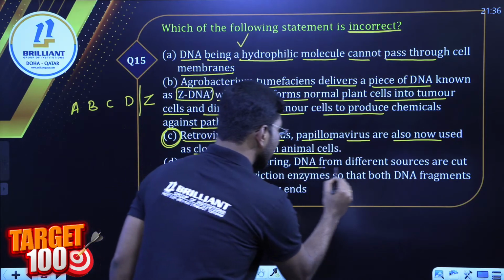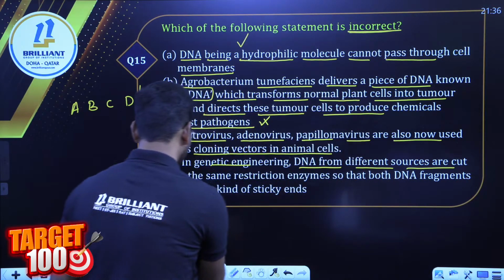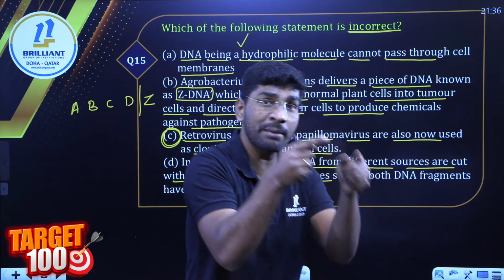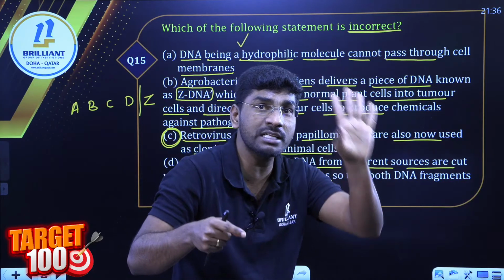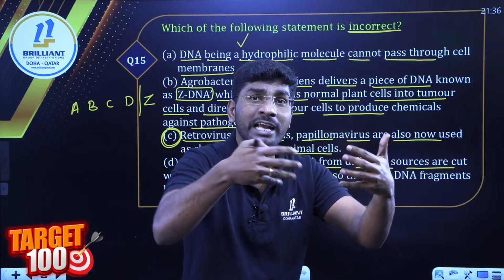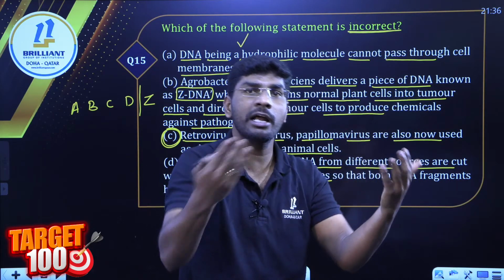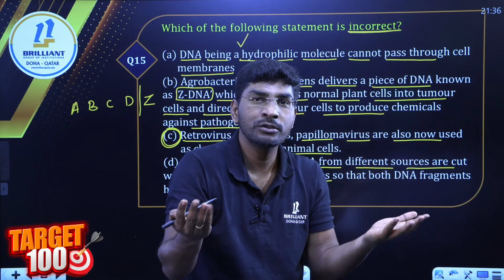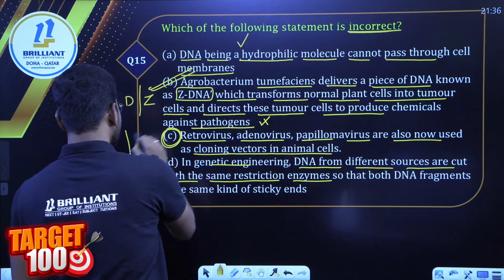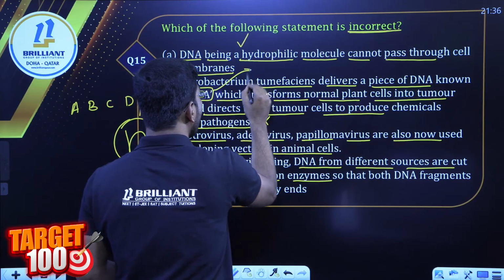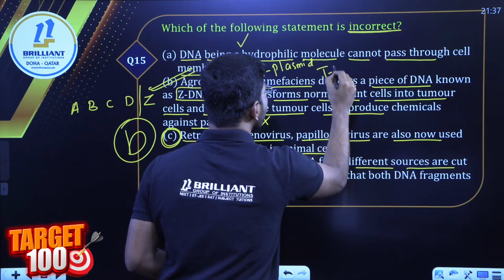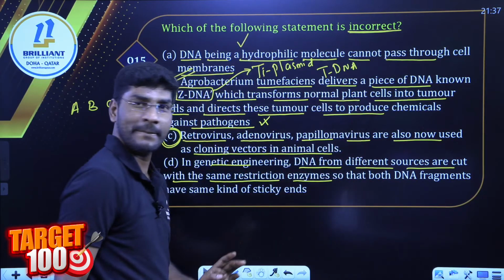In genetic engineering, DNA from different sources are cut with the same restriction endonuclease enzyme. Yes, your target DNA plus vector DNA you have to cut with the same restriction endonuclease enzyme, because the ends will be same. If you use the different enzyme, the ends will be different, so different ends cannot bind. Remember all of you. So the incorrect statement is it is not zDNA, sir. It is Ti plasmid or Ti DNA, or I can write directly tumor tDNA. Next question.